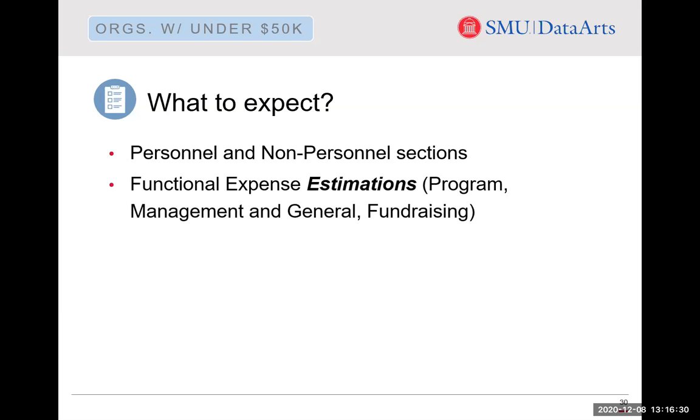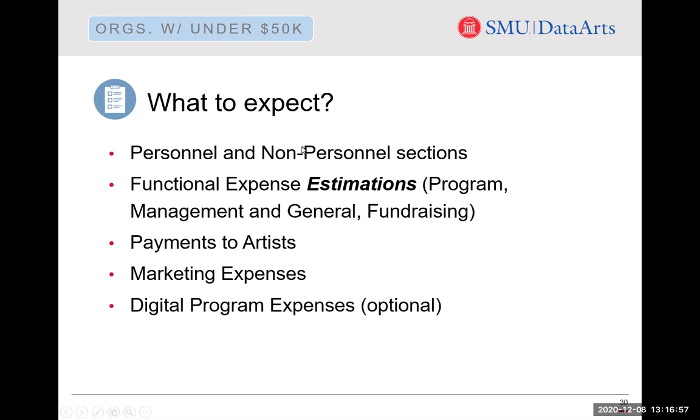Instead of 3 columns in the expense section, small organizations will be asked to enter an estimate of what percentage of their expenses fall into each of those 3 categories. This estimate will be entered at the bottom of the expense section. This expense section for organizations under $50,000 in expenses will also include a breakout of payments to artists, how much of your expenses were related to marketing, and how much related to digital program expenses, also still optional.